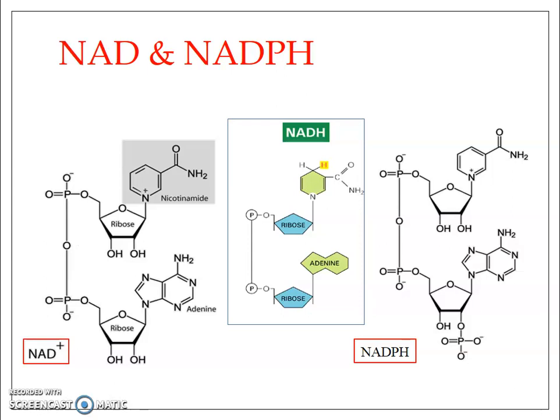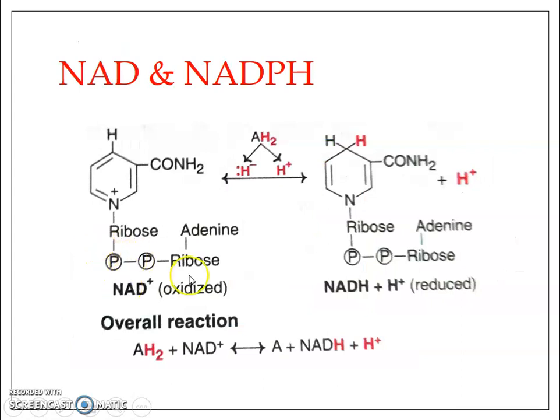Okay, now the reactions it catalyzes. Here you can see this represents nicotinamide adenine dinucleotide. This is a nicotinamide ribose phosphate bound to the adenine nucleotide, that is adenine, ribose and phosphate. Okay, so this is NAD. Why is there a plus charge over here? Because it is in oxidized form. NAD is in oxidized form with a positive charge on the nitrogen.